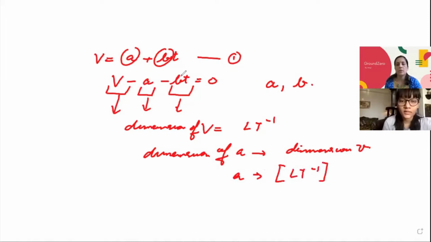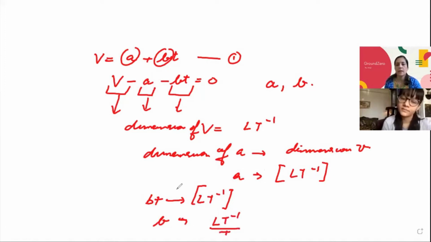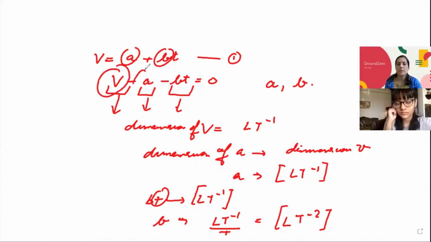Now what about the dimension of B? So the term BT, its dimension will be the same, L T to the power minus 1, right? So if you ask for the dimension of B, B will be what? L T minus 1 upon T, right? This T, small t, is time. And so what do you get? It is L T minus 2. So the dimension of B is L T minus 2. We have got the dimension of A as L T minus 1. So we have used the principle of homogeneity. Each term will have the same dimension.